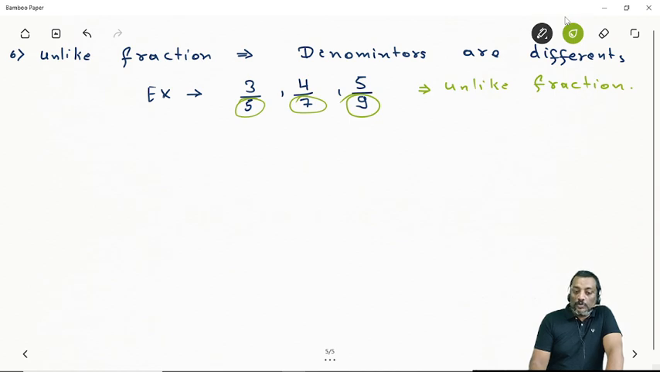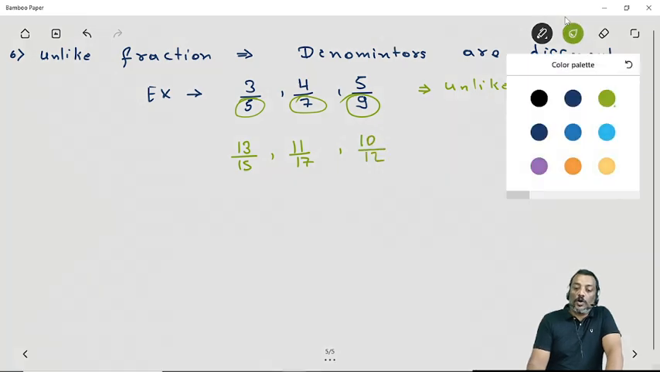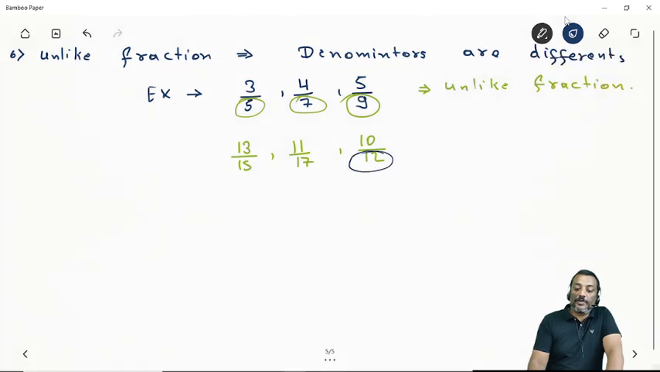You can see one more example. Suppose you have 13 over 15, 11 over 17, 10 over 12. So here again you can see all the fractions have different denominators. Okay, so these all are considered as unlike fractions.